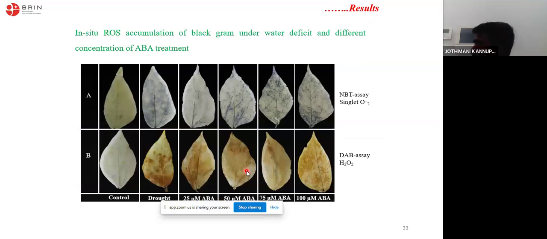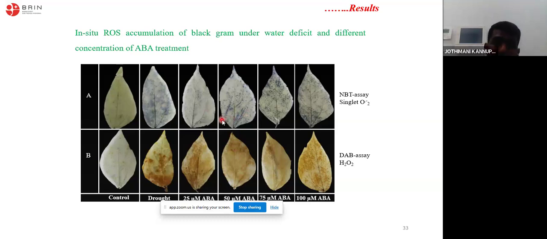This slide shows the histochemical study of accumulation. The hydrogen peroxide and superoxide accumulation levels were increased in black gram plants under drought and ABA treatment compared with control. The hydrogen peroxide and superoxide accumulation was visually observed by the histochemical method with the help of DAB and NBT staining. The high level of quenching spots in the leaf samples indicated the presence of high levels of hydrogen peroxide and superoxide.